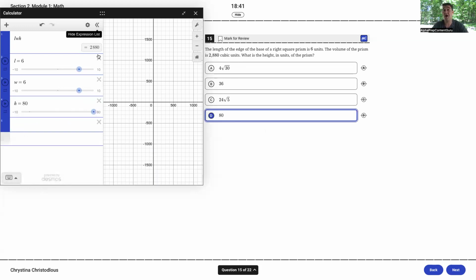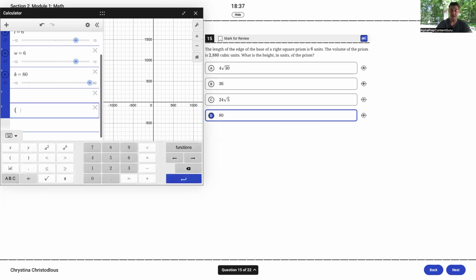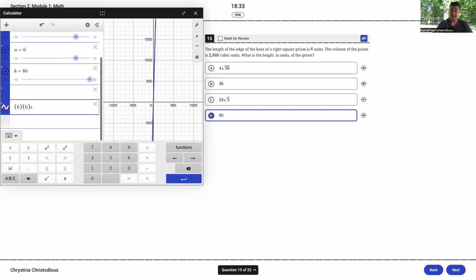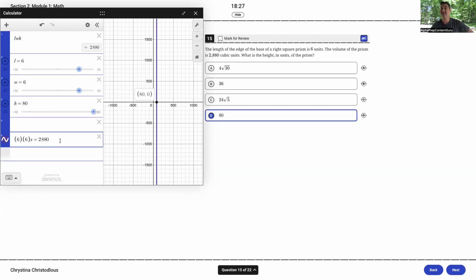So that was pretty cool all by itself. If I wanted to, I absolutely could have done something like 6 times 6 times x equals 2,880. And if I did that, I would get a gray dot where the value of x is. That's pretty cool all by itself. So gotta love that. The answer is D.